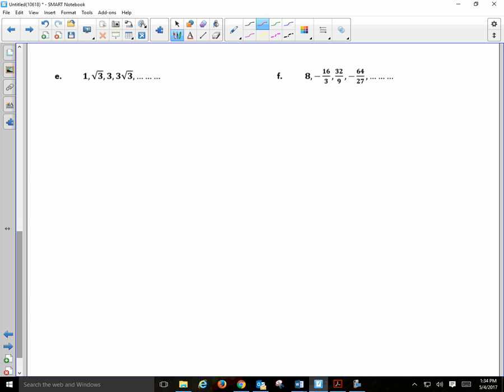What's the ratio here? Root of 3. First term is 1, so we have a sub n is 1 times the root of 3 raised to the n minus 1. I don't like that. I don't like a radical raised to a power like that. The square root of 3 is the same as 3 to the what power? So you could see it's written as 3 to the (n minus 1) over 2.